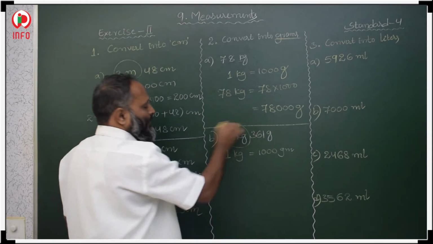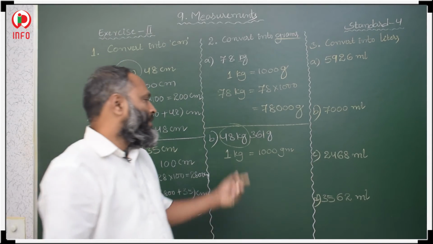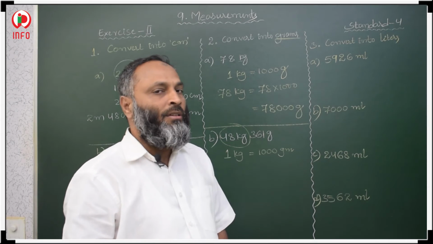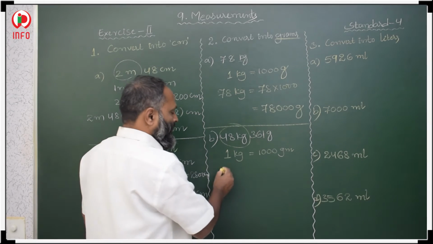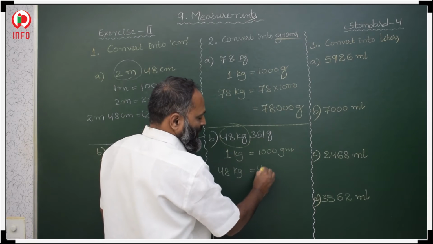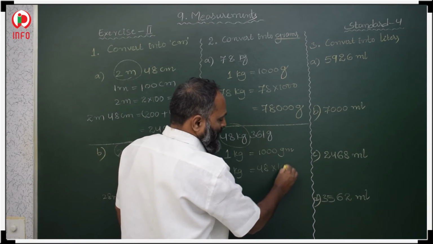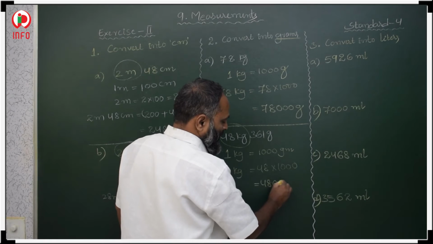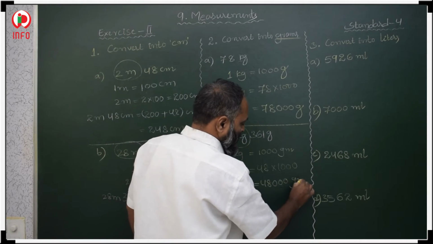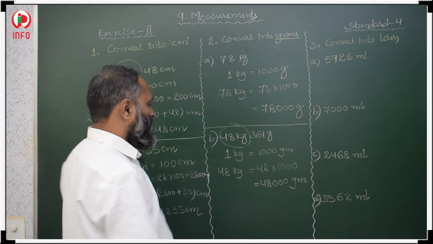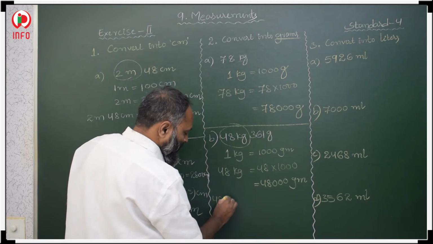Here, how many kgs are given? 48 kgs. First, we should convert that 48 kgs into grams. 48 kgs, how many grams? We should multiply 48 by 1000. 48 into 1000 is 48,000 grams.